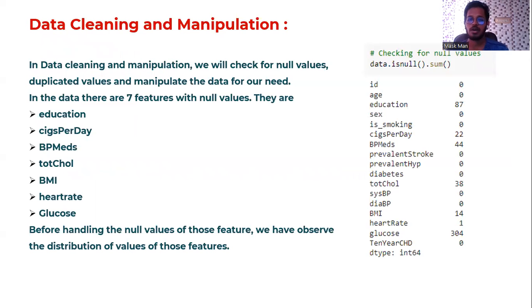Stage two is data cleaning and data manipulation. Here we will check for null values and duplicated values. Our data has zero duplicated values, but our data has null values. There are 7 features with null values: education, cigs per day, BP meds, total cholesterol, BMI, heart rate, and glucose. Before handling these null values, we have to observe the distribution of these features with null values.